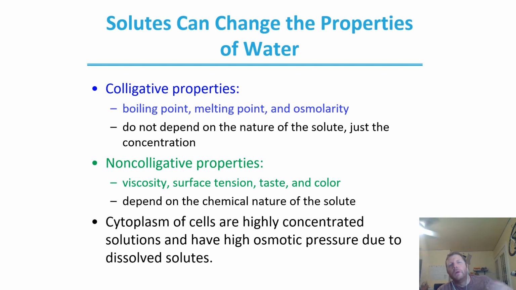If you're making spaghetti or something like that, you're going to be boiling water. I suppose you can boil water for any number of other purposes, but you're probably going to want to add salt to it. And what you're doing is disrupting the melting point or the boiling point. You're changing that hydrogen bond network that exists between all of those different water molecules. Non-colligative properties, viscosity, surface tension, taste, and color can also be disrupted.